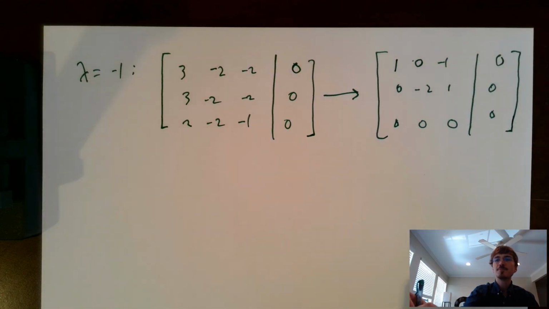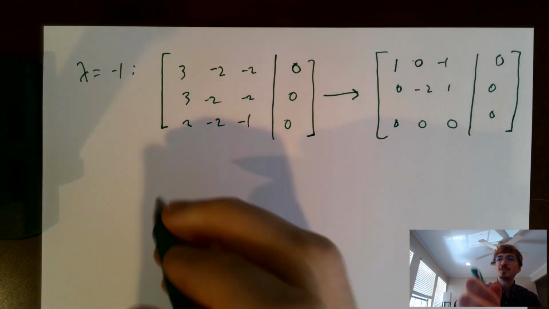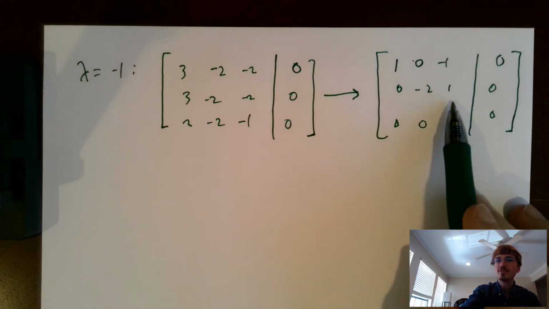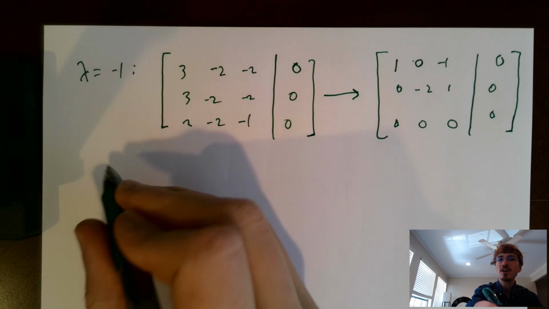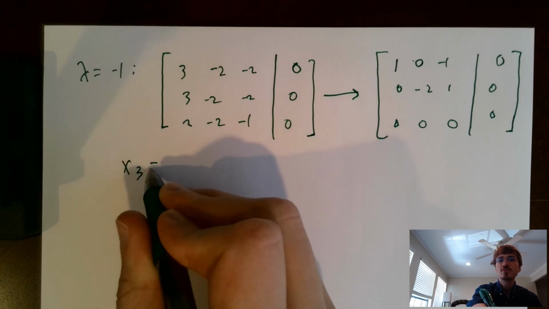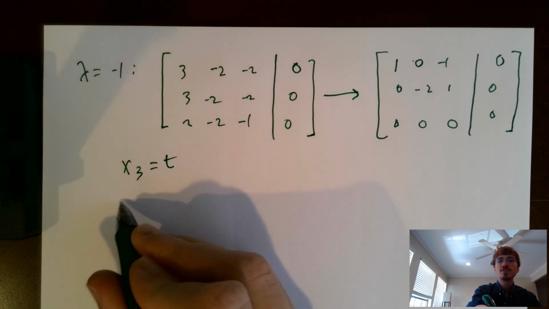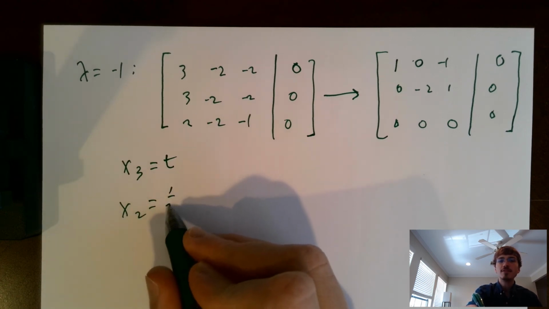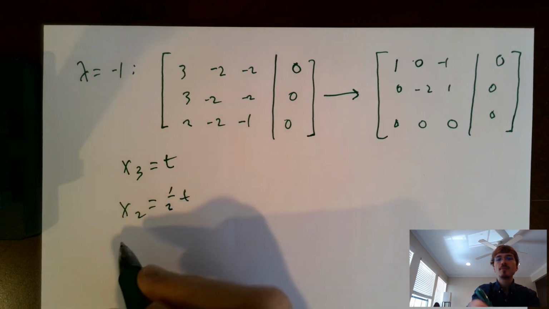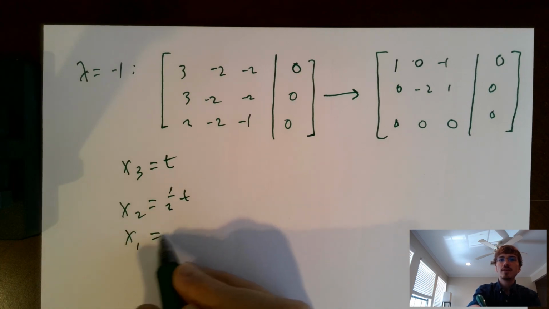All right. So how do we find a basis for the solution set? I know that I have a free variable here, x3, because I have my pivots in the first and second columns. So x3 is free. What does x2 have to be? x2 looks like it needs to be 1/2 t, and x1 has to be t.